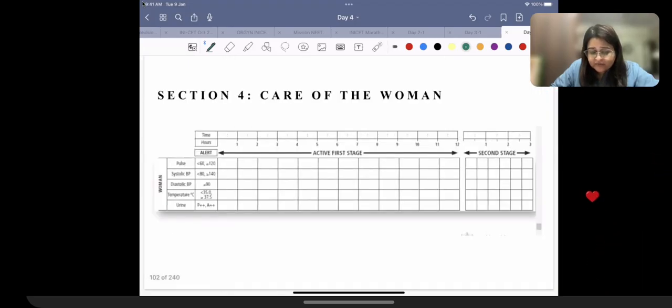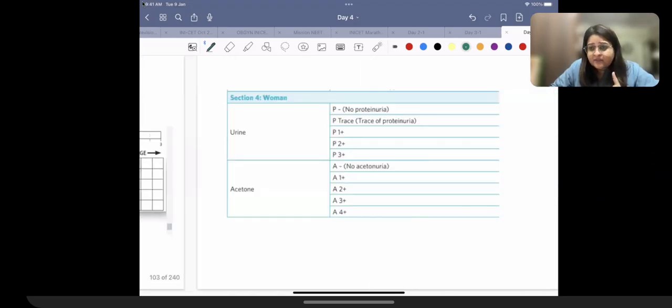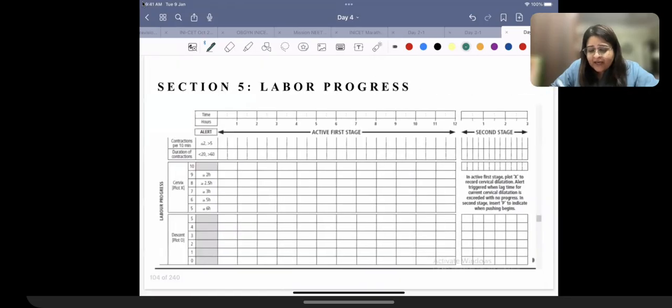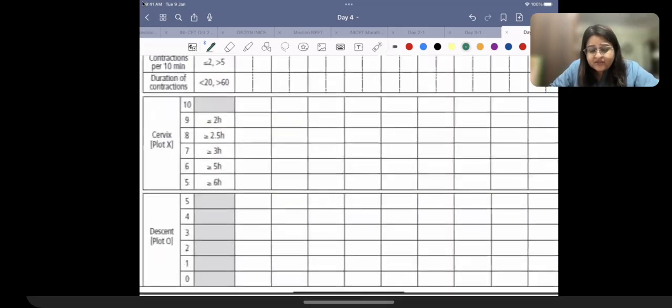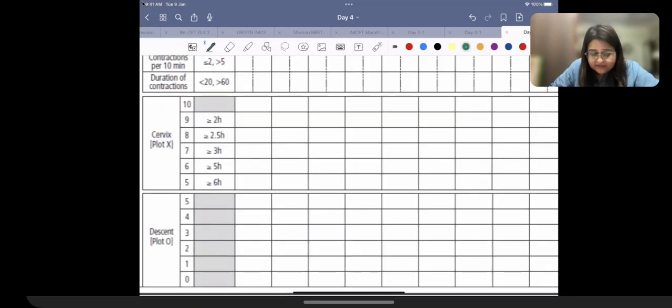So this alert column is basically new. The supportive care is new. And what has changed drastically is the labor progress. So there is no alert line, there is no action line, there is no 1 centimeter per hour. That has changed drastically. So what is new in labor progress? Look at the cervical. Descent is the same. There is no change in descent. The 5/5, 4/5, 3/5 palpable is the same.